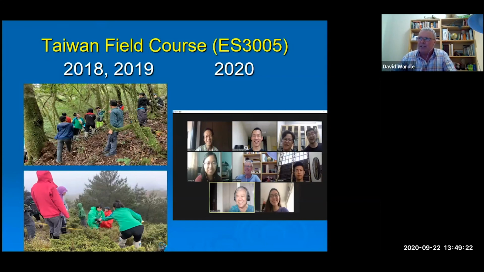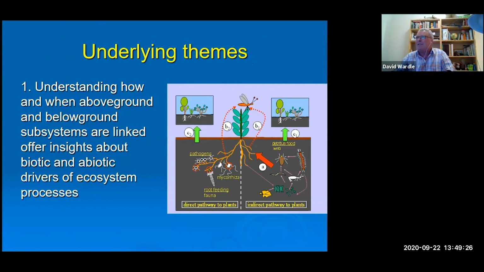So just tying up with 3 take-home messages. Firstly, one recurrent theme has been understanding what happens in terms of linkages between above ground and below ground organisms. These are the things we see, these are the things we don't see. But understanding both components and how they interact are necessary for understanding both the biotic and abiotic drivers of ecosystems.